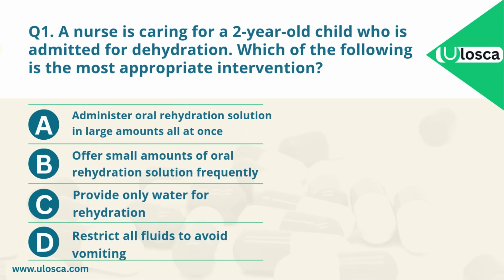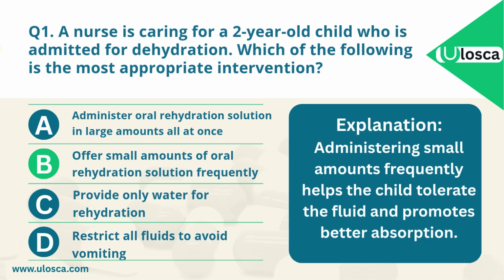The correct answer is B. Offer small amounts of oral rehydration solution frequently. Explanation. Administering small amounts frequently helps the child tolerate the fluid and promotes better absorption.